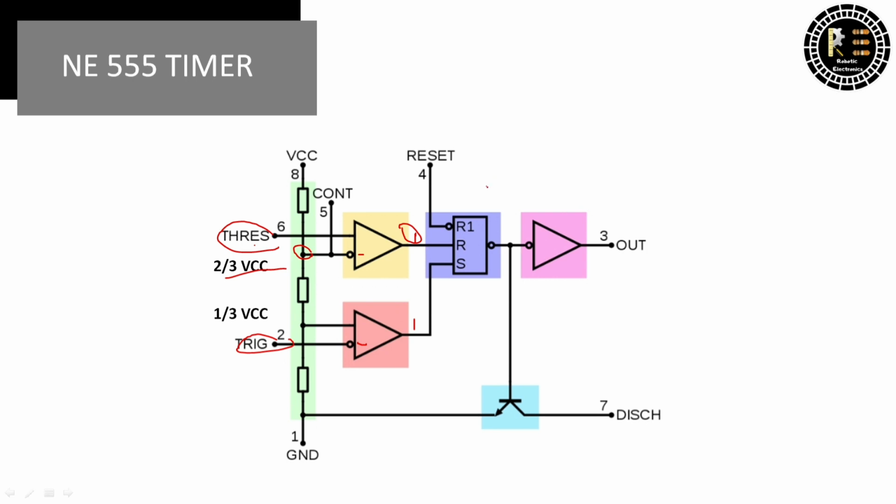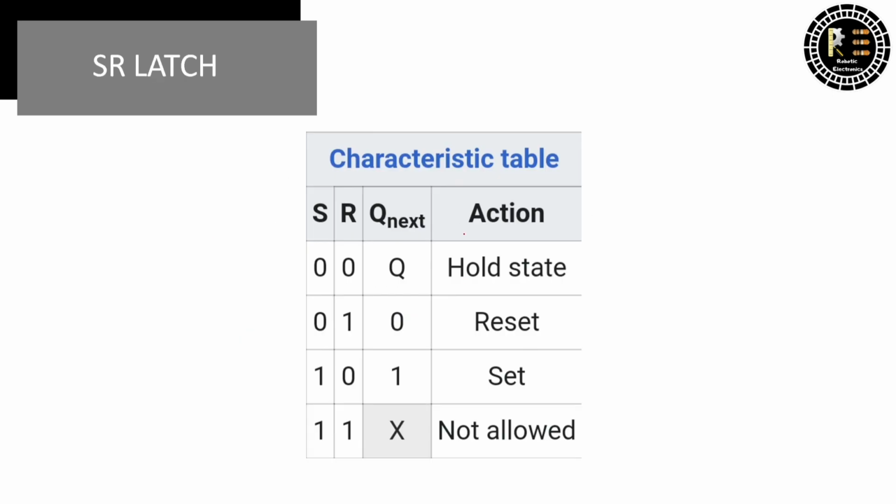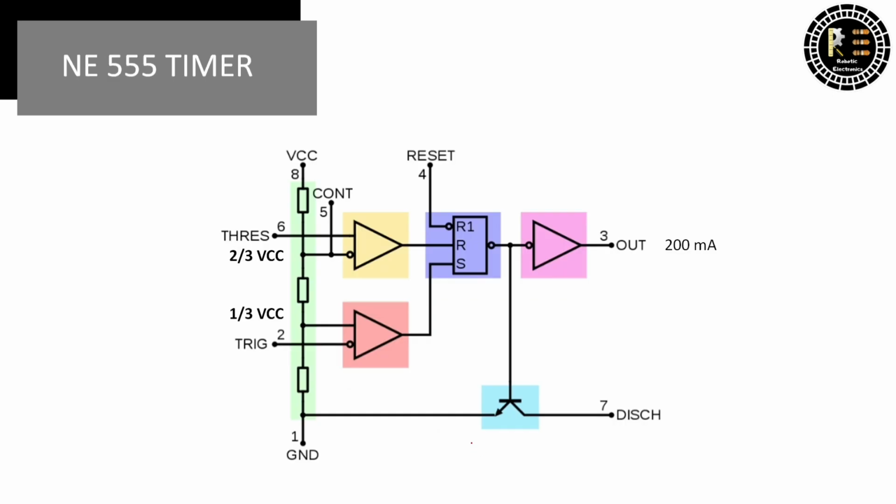Before going on to the working of this circuit, let us look at this flip-flop. This is the characteristics table of the SR flip-flop. When S is 0 and R is 0, the output is the previous state, that is Q. When S is 0 and R is 1, the output is 0. When S is 1 and R is 0, the output is 1. And when both are 1, it is a not allowed state. This is the characteristic table of the SR flip-flop.